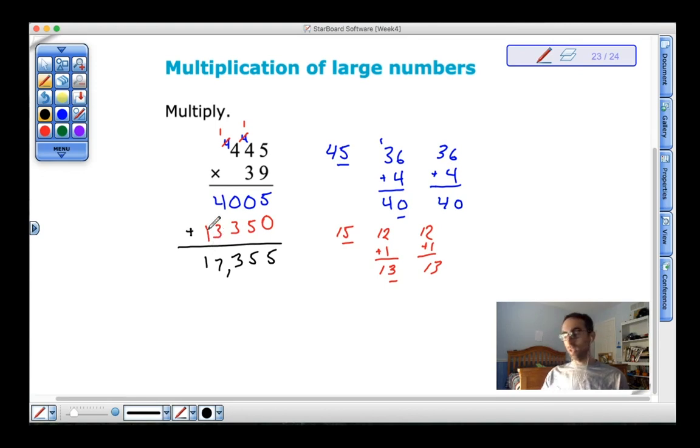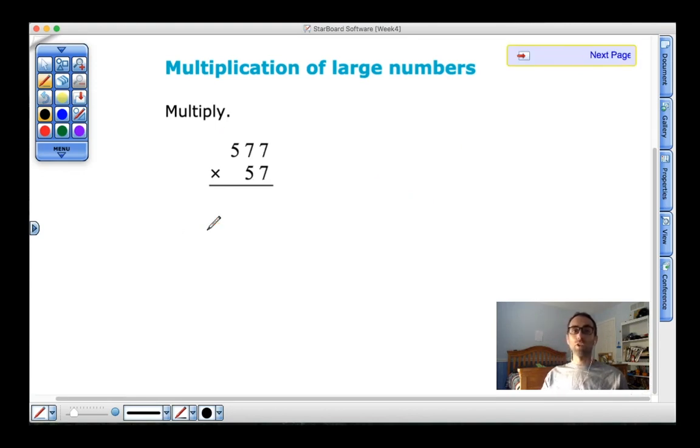So lastly, I'd like you to try one more example on your own. This is that one, so why don't you give that one a try. All right, and we're back.